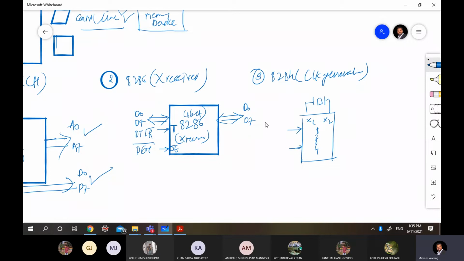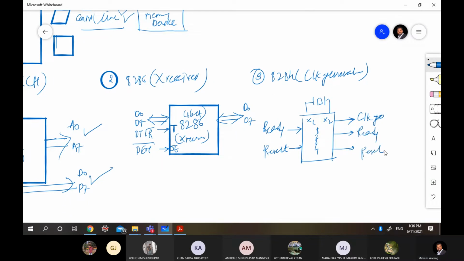Then there will be two inputs, ready and reset, which you have to give from the MP, and at the output we will have 3 signals: clock, ready, reset. So this is the IC 8284, which is called the clock generator. Why? Because we are taking two signals, ready and reset, and it is creating three: clock, reset, ready. So it's generating the clock. Are you getting it? This is going to be the crystal oscillator.